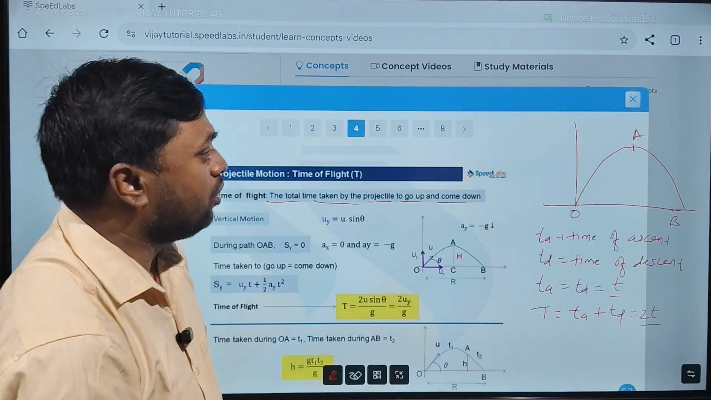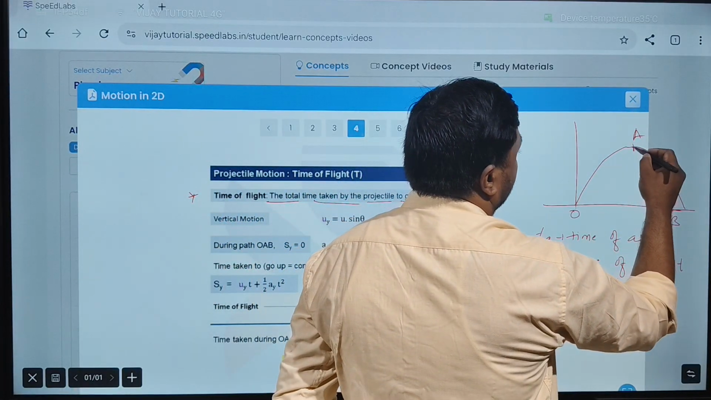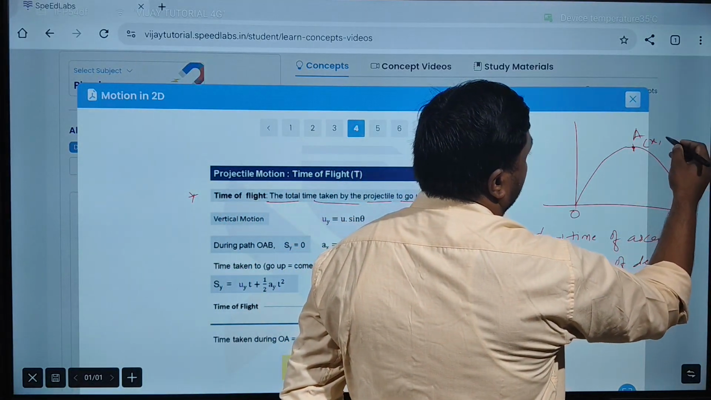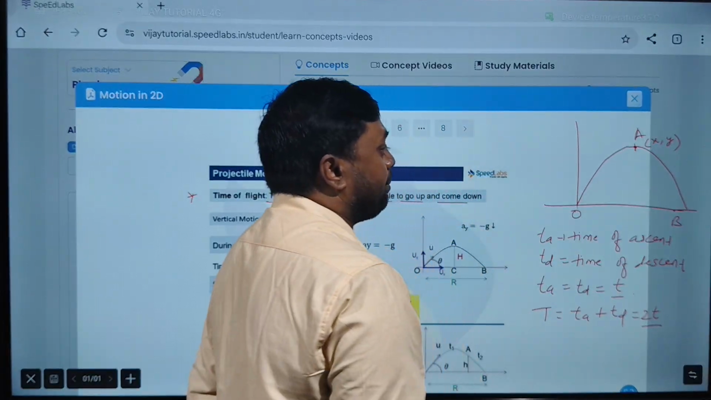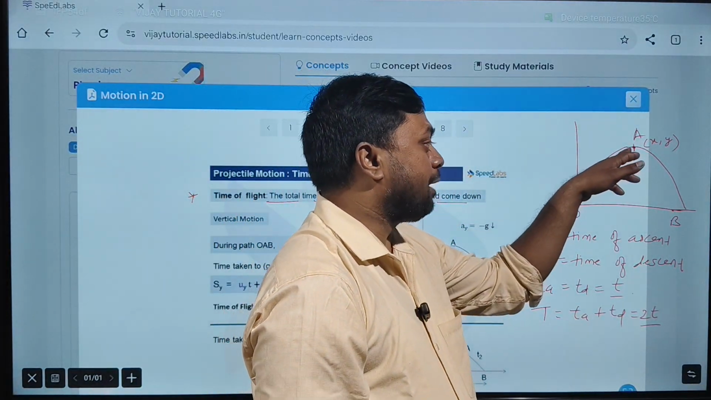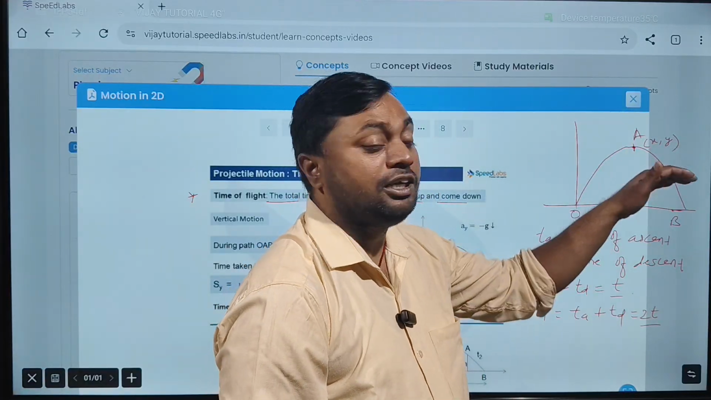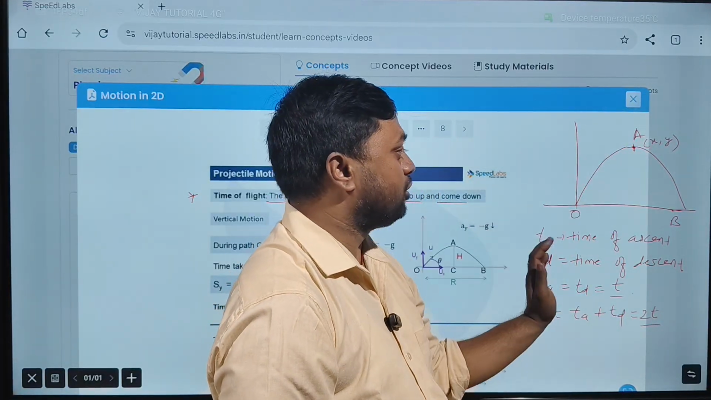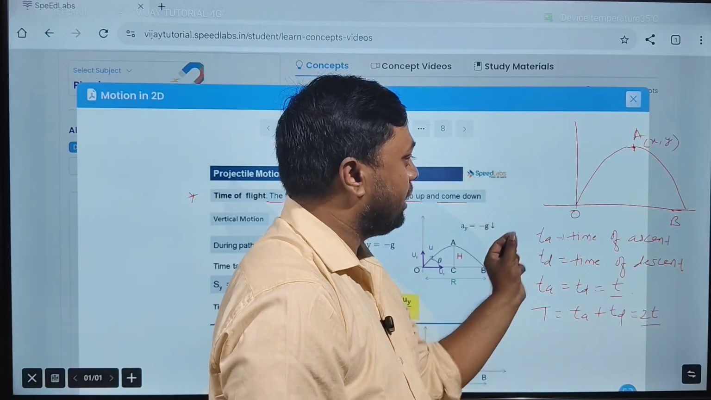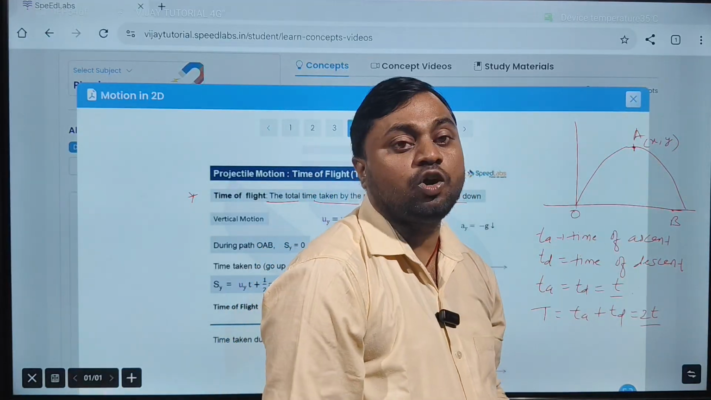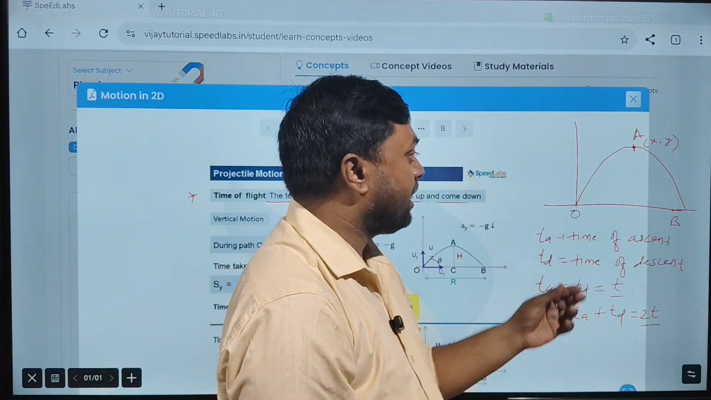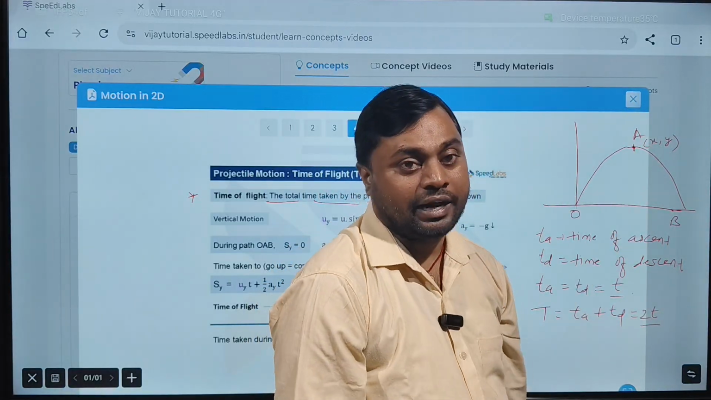Now let's take the particle at the maximum point with coordinates x, y. Whenever the particle is at the maximum point, the vertical component of velocity is 0. That's why the particle is not rising any further. So at this point, the vertical component of velocity is 0.